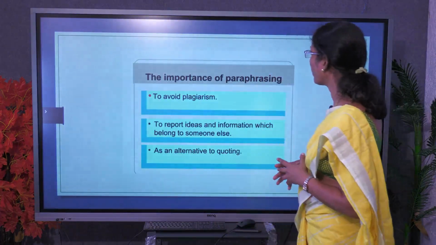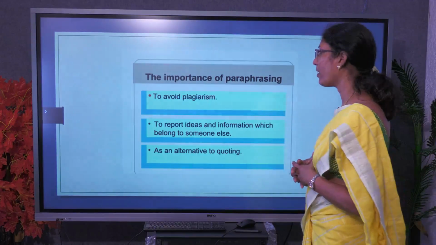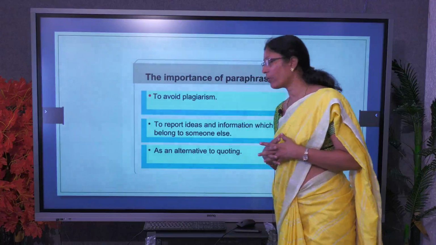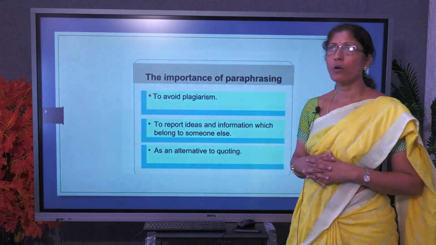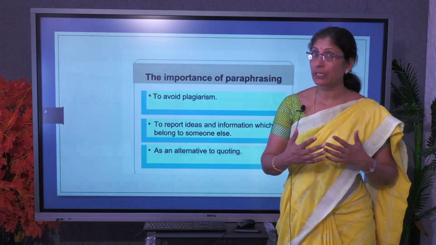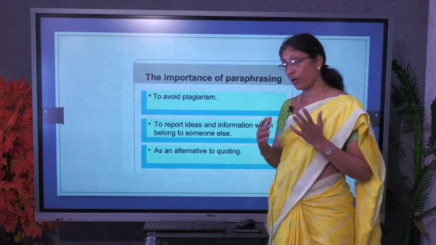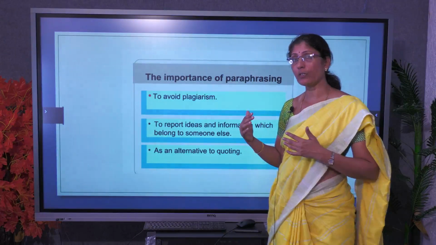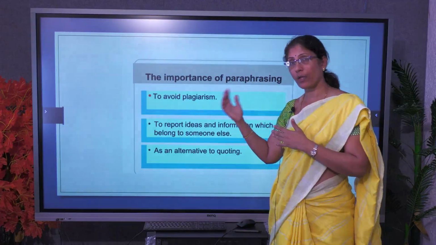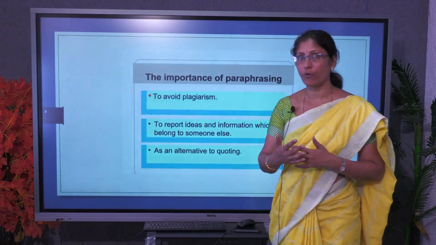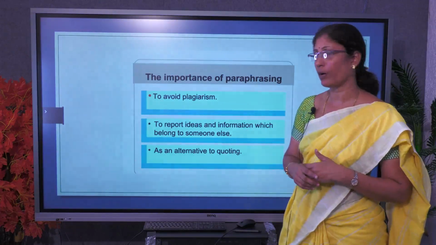So generally, the importance of paraphrasing is to avoid plagiarism. I think you know the word plagiarism. That means to copy others' ideas and present them as our own, that is plagiarism. So when we know paraphrasing, we can tell where the text is, where the source is, and then we tell it in our own words, so that we can avoid plagiarism.